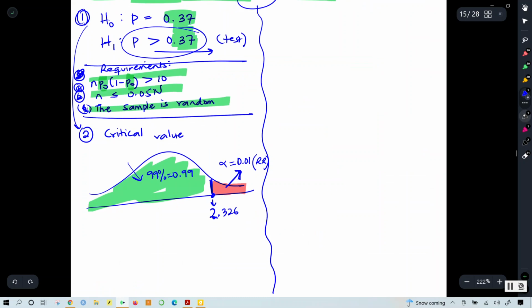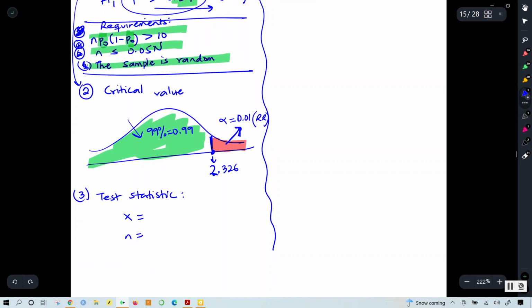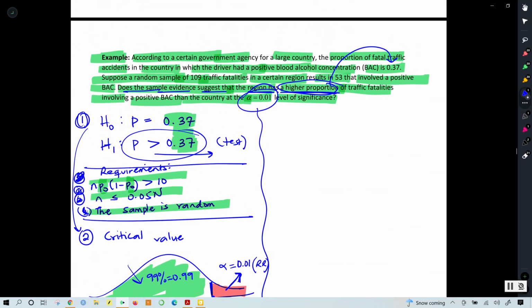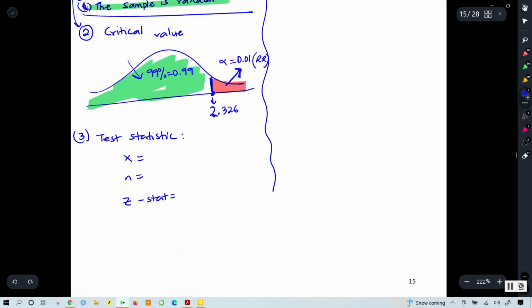Right. So with that said, I can proceed to step 3, which is to find my test statistic. To find my test statistic, I need X, I need N, and I'll plug them into StatCrunch to help me get the Z stat. So what is my X in this case? I was told that a random sample of 109 traffic accidents were taken, and out of it, X equals 53 has the attribute of interest. So this is 53, and this is 109.